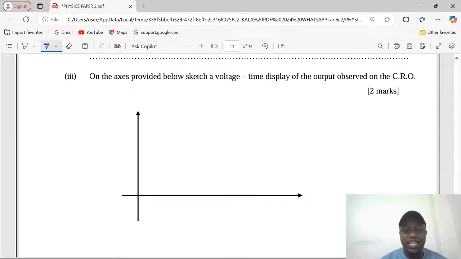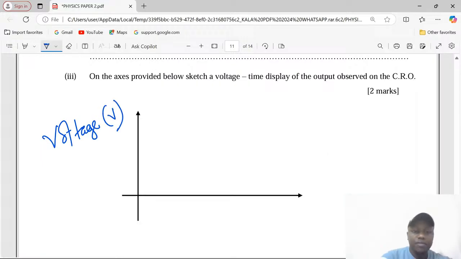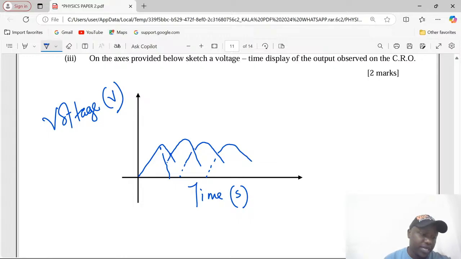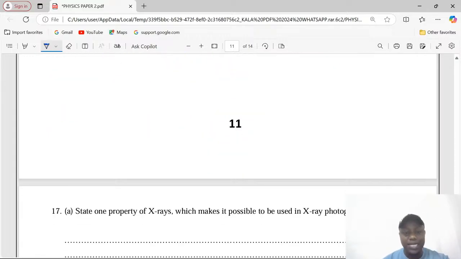On the axis provided below, sketch a graph of voltage in volts against time in seconds. So we're going to have this one this way. The graph again is just in your notes. So for full wave rectification, this is what you should expect. That's how the graph appears.